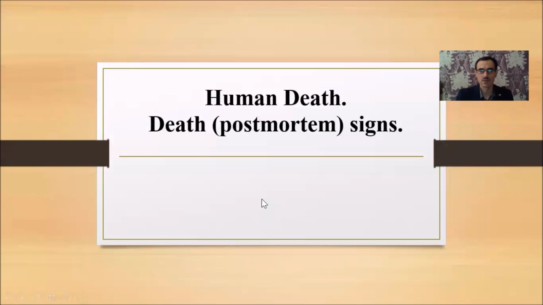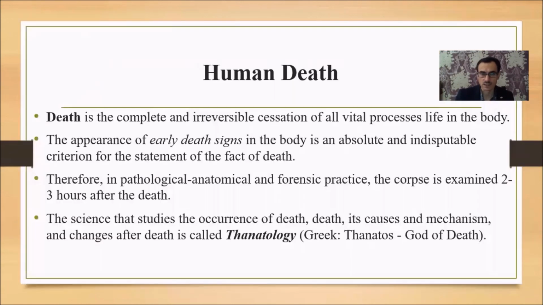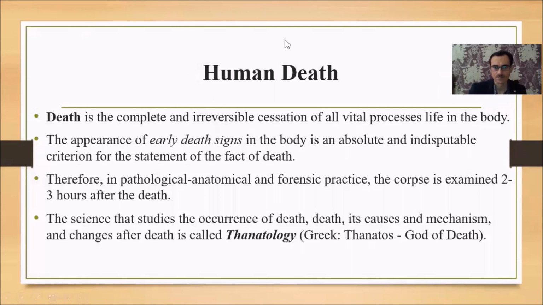And now we'll discuss some general information about the human death and about the death science, or post-mortem science. So the human death is the complete and irreversible cessation of all vital processes of life in the human body. There are early death signs and late death signs. And the appearance of the early death signs in the body is an absolute criterion of the statement of the fact of death.